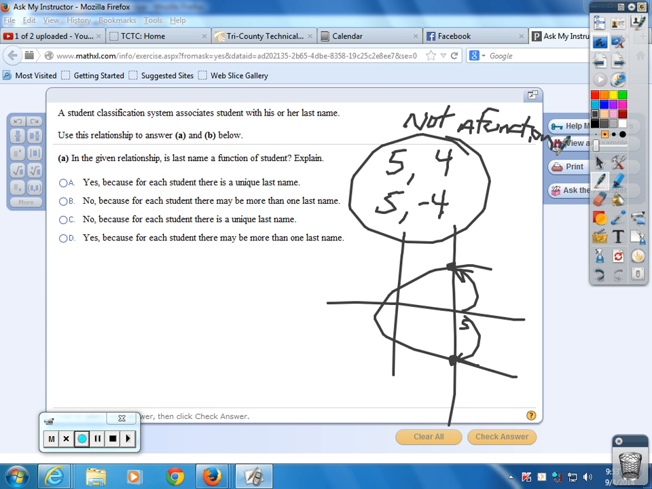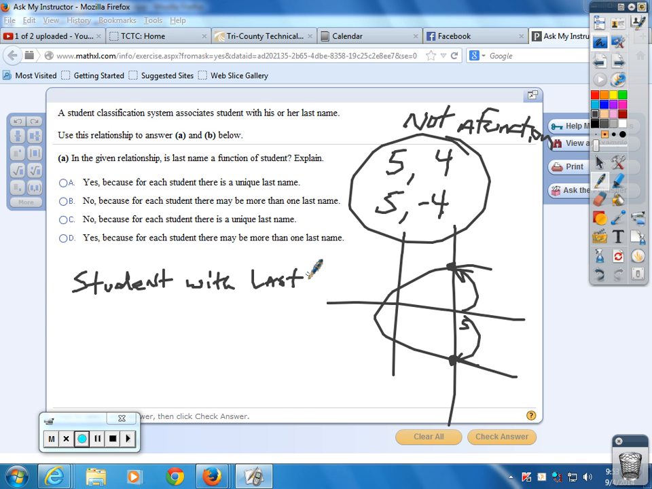Now, on this thing, it says a student classification system associates student with his or her last name. Student with last name. I'm trying to figure out this question. I have no idea where this question came from, because I wouldn't put it on there, so some other teacher must have done this one. Use this relationship to answer A and B below. In the given relationship, is the last name a function of the student?